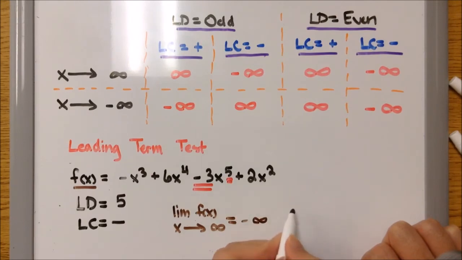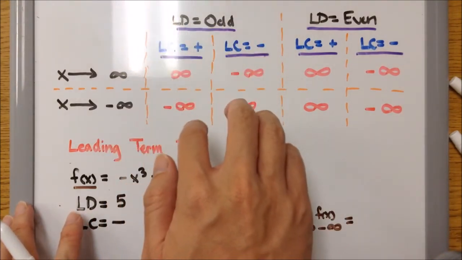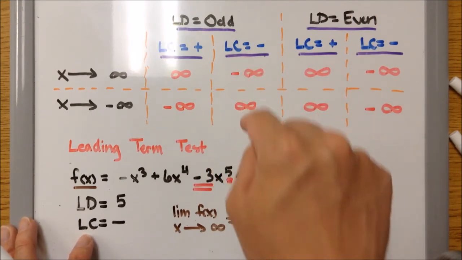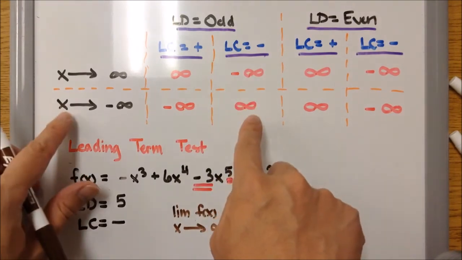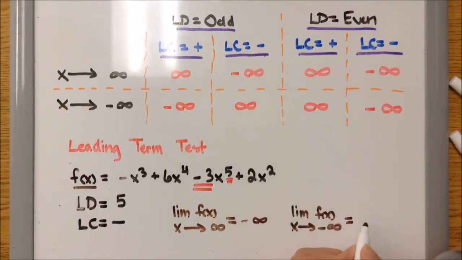Now I'm going to do the left side. Limit of f of x as x approaches negative infinity. Again, this is left side, that's right side. So again, leading degree of odd, negative for leading coefficient. So I'm doing the left side. So I'm looking at here. So the left side is this. So infinity.